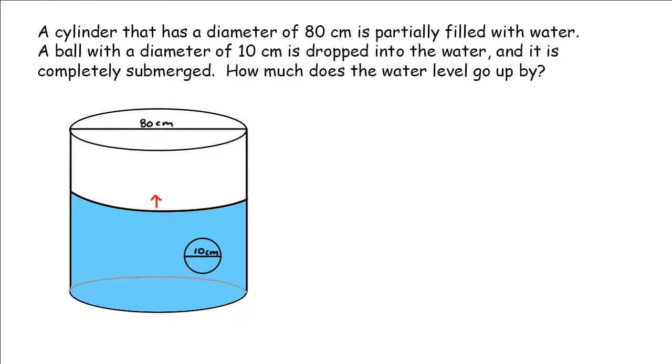Let's try a tricky volume question. A cylinder that has a diameter of 80 centimeters is partially filled with water. There's the water. A ball with a diameter of 10 centimeters is dropped into the water, and it is completely submerged. It's underneath the water. How much does the water level go up by?